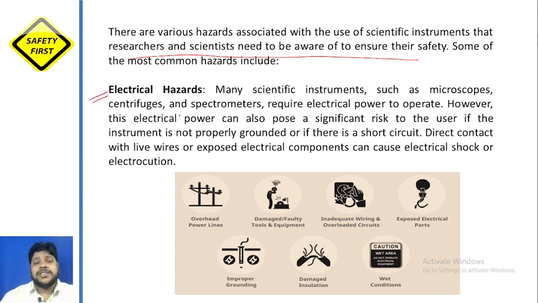One is electrical hazards. Many scientific instruments require electrical power to operate, and this electrical power can pose significant risk to the user if the instrument is not properly grounded or if there is a short circuit. Direct contact with live wires or exposed electrical components can cause great risks to the user. Overloaded power lines, faulty equipment, exposed electrical parts, improper grounding, damaged insulation, and wet conditions are some of the possible situations where these electrical hazards could be very dangerous for users working in that area.